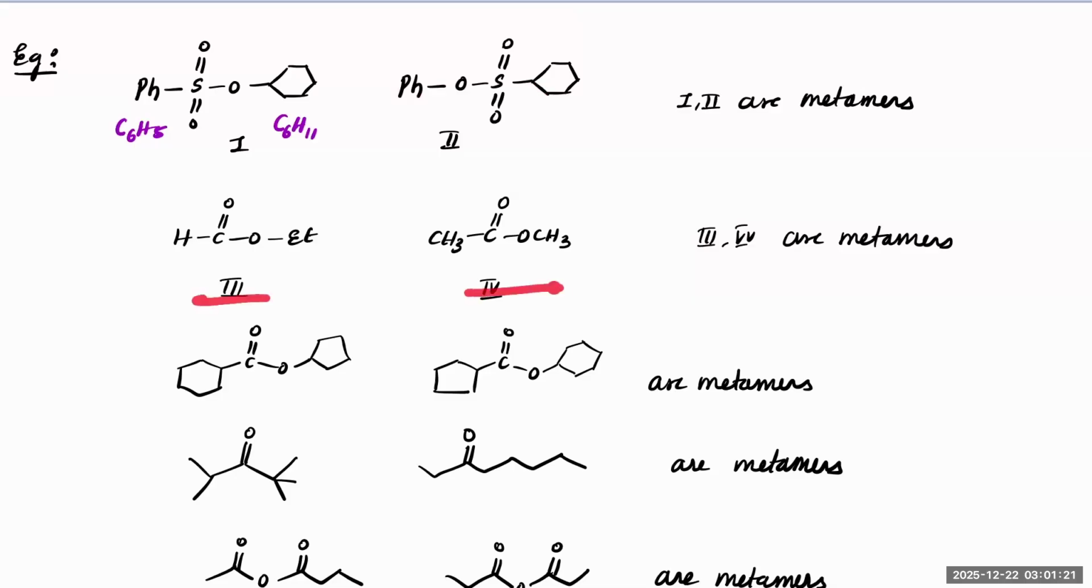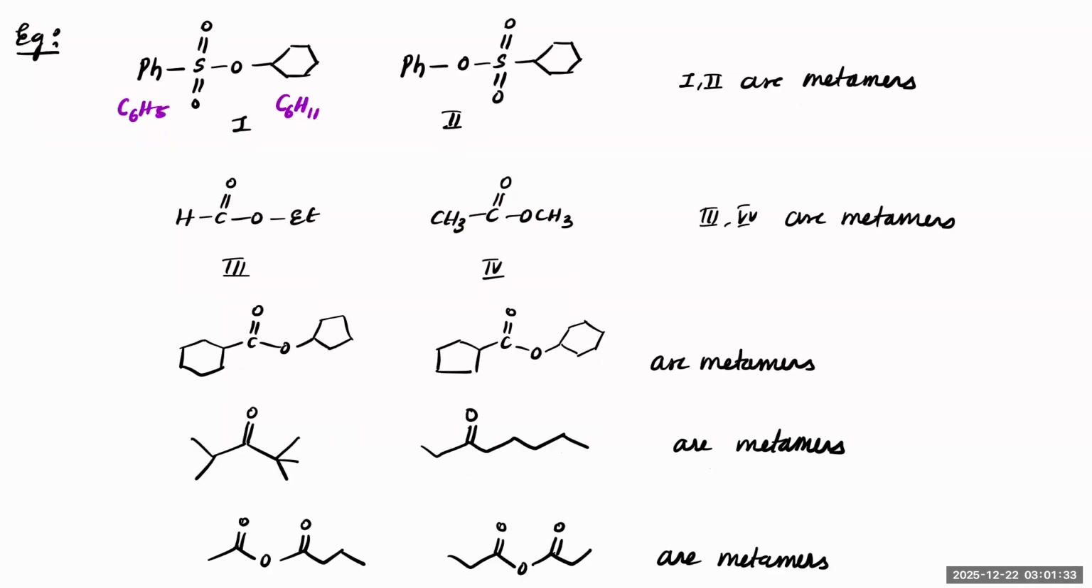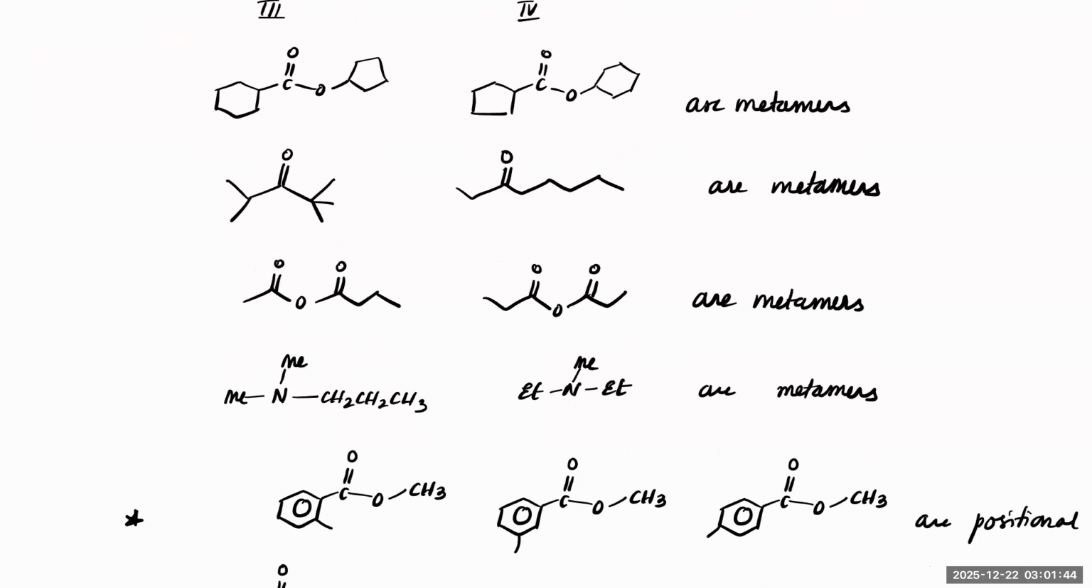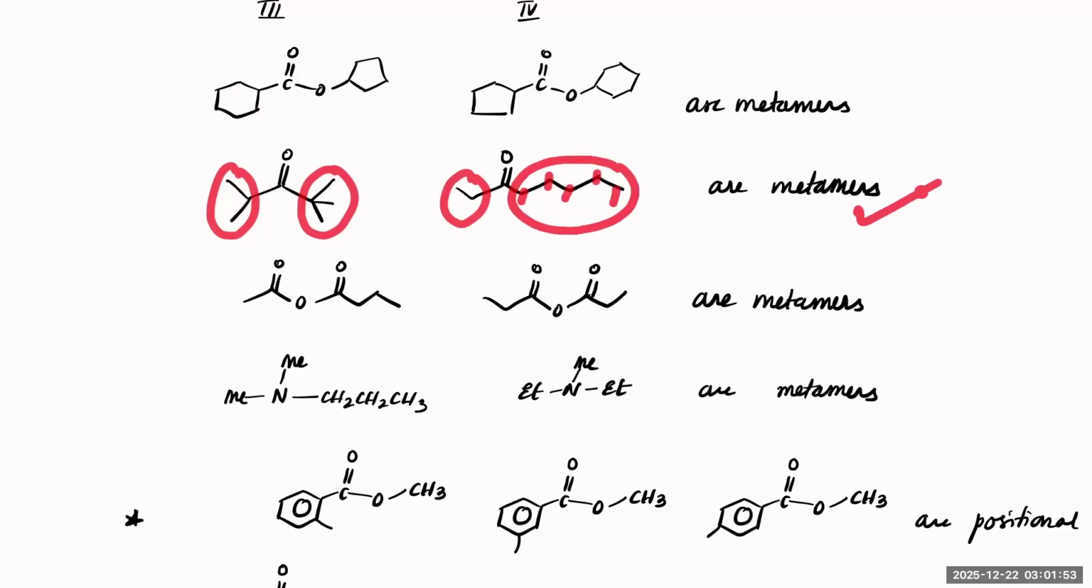Here these two are definitely metamers because this is ester, this is ester. Here we have 1 and 2. Here we have 1 and 1 across the functional group. Next, here we have 5 carbons, 6 carbons, 5 carbons. Here 5 carbons, 6 carbons. So these two are also metamers. Now here left hand side 3, right hand side 4. Now here 2 and 5. So that means these are metamers.